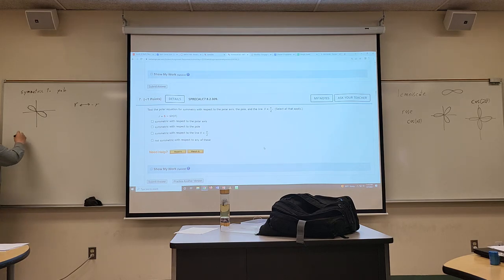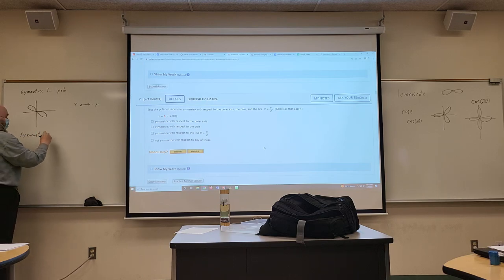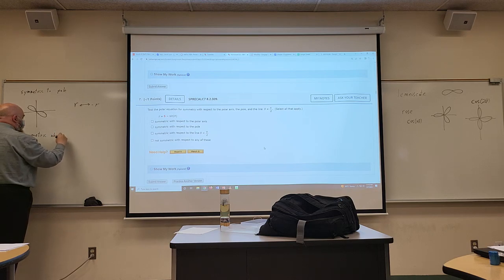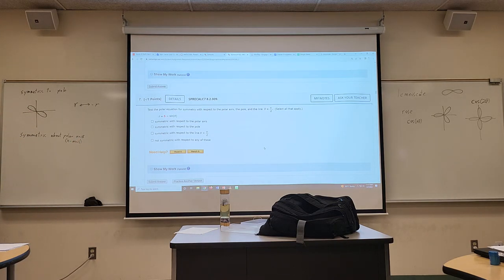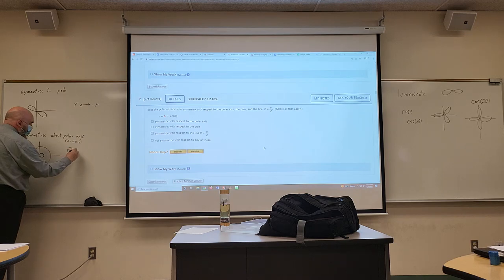Now, there's another term the book uses called symmetric about the polar axis. The polar axis is a new term you don't really need to know. We're just talking about the x-axis here. These can be identified when theta and negative theta are interchangeable. An example of what that might look like would be, you know, a limaçon, if it has a horizontal orientation, where theta and negative theta are interchangeable.